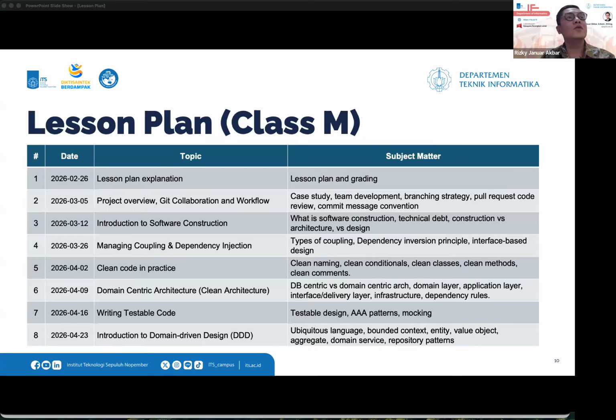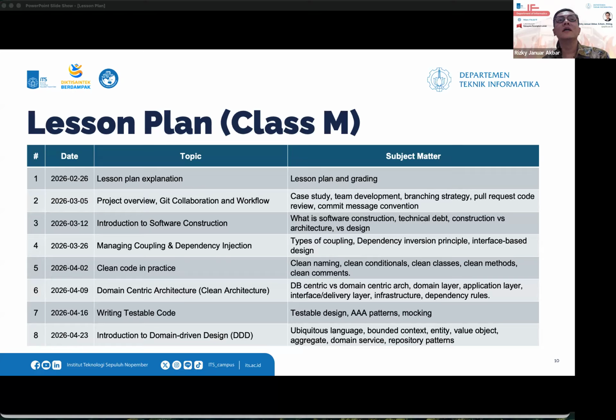So you will learn this in week 5. Next is week 6. We'll talk about clean architecture, the domain-centric architecture. I think this is a trend right now, because clean architecture makes your software loosely coupled, since we have defined each layer with its own responsibility, and we also manage the dependencies. We have the dependency rules, and you will know the differences between database-centric versus domain-centric architecture. So what are the differences?